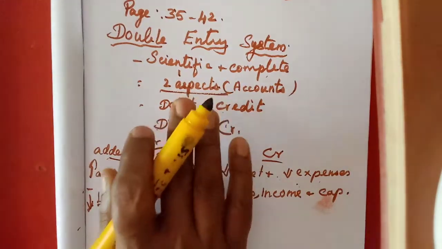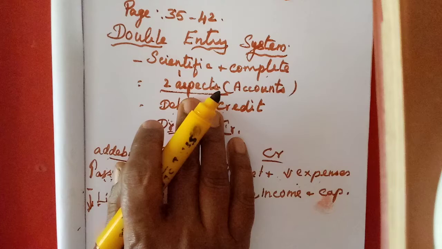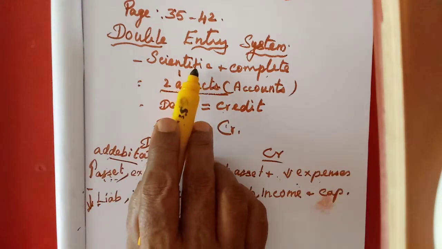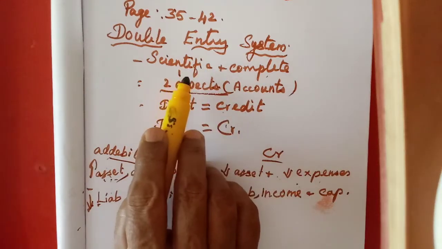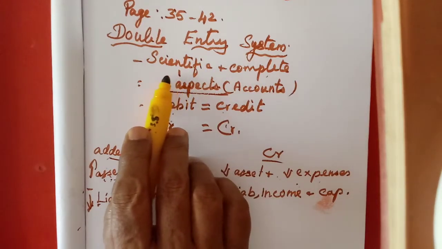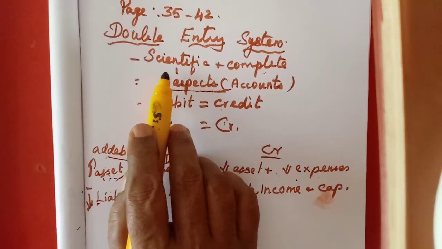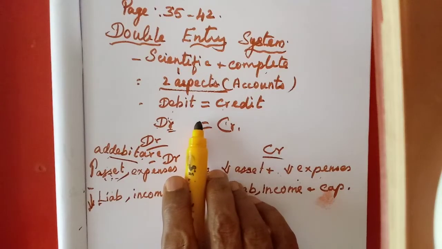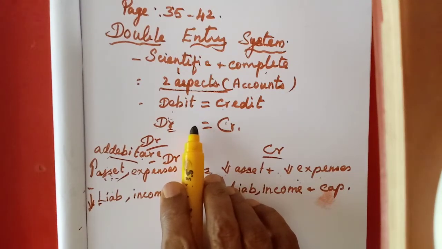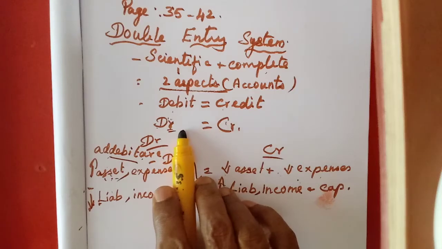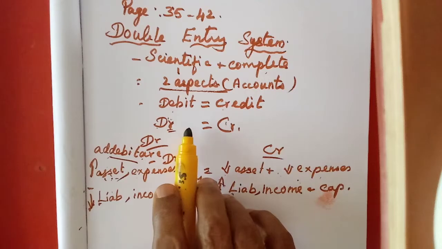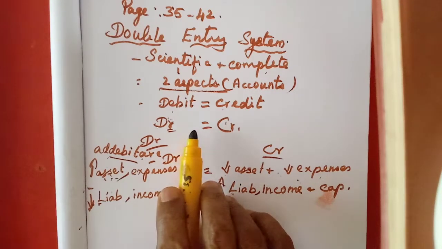So the main concept of the double entry system is the dual aspect concept. That is the basis for this double entry system. So for each and every debit there must be an equal and corresponding credit. It affects at least two accounts. If there is one debit, there must be one credit. If there is one credit, there may be two debits. At the same time, for one debit, there may be two credits.